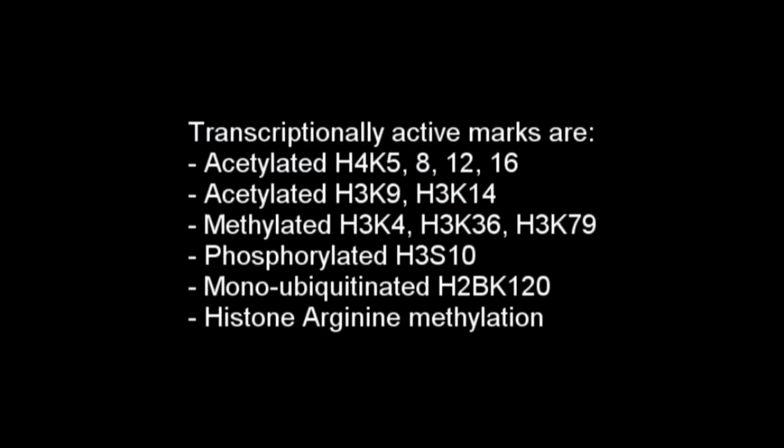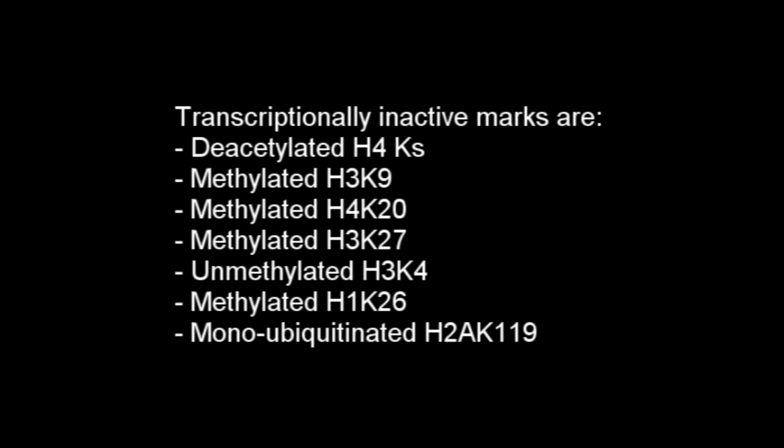Lastly, I will further discuss histone modifications and their purpose. Histone modifications determine whether a gene is active or inactive. We have transcriptionally active marks and transcriptionally inactive marks. These can be acetylated, methylated, phosphorylated, or ubiquitinated. As you can see, there are many forms. All these modifications are done via specific modificators.